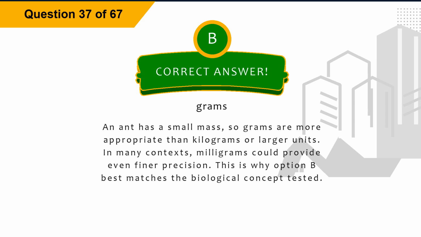Explanation: an ant has a small mass, so grams are more appropriate than kilograms or larger units. In many contexts, milligrams could provide even finer precision. This is why option B best matches the biological concept tested.